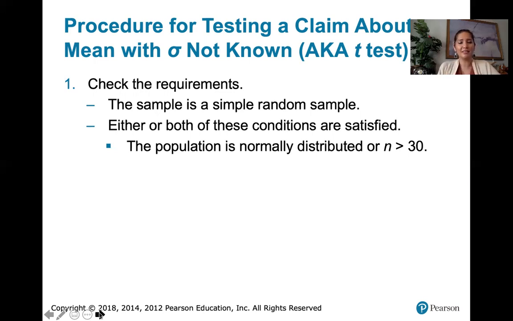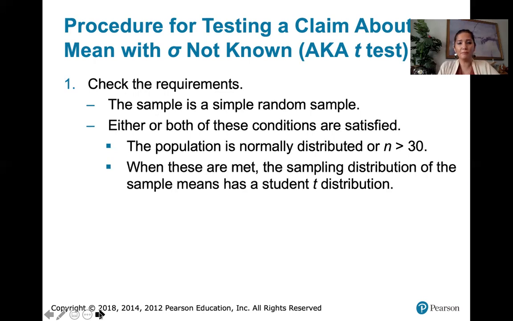or the sample size is greater than 30, or both. When these are met, then we know that the sampling distributions of the sample means has a student t distribution. So using the student t distribution would be appropriate here.